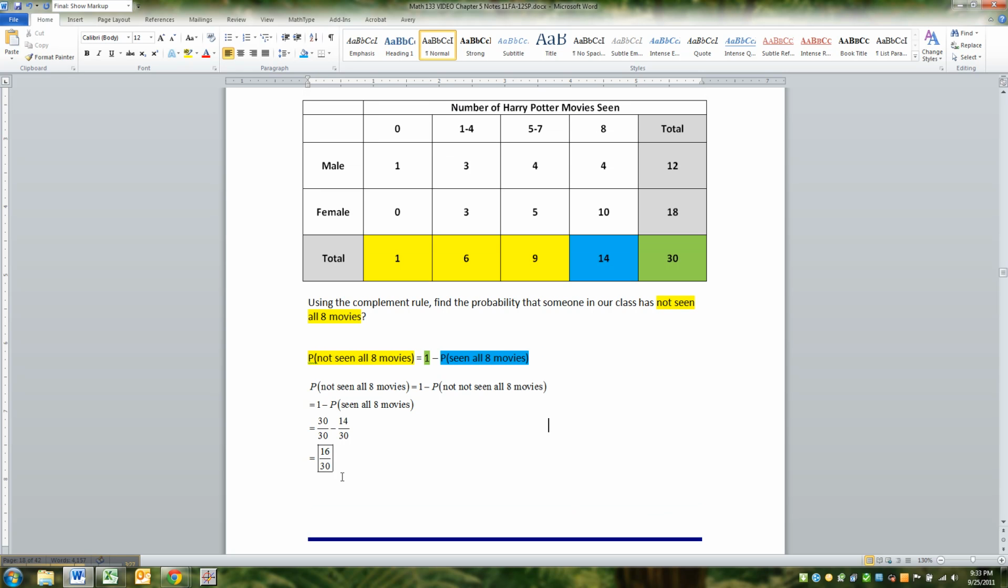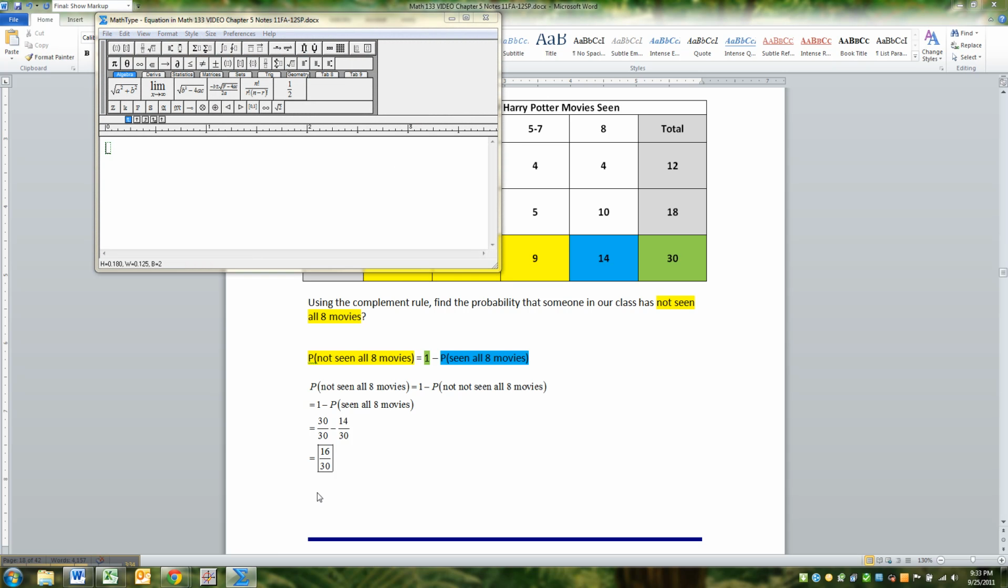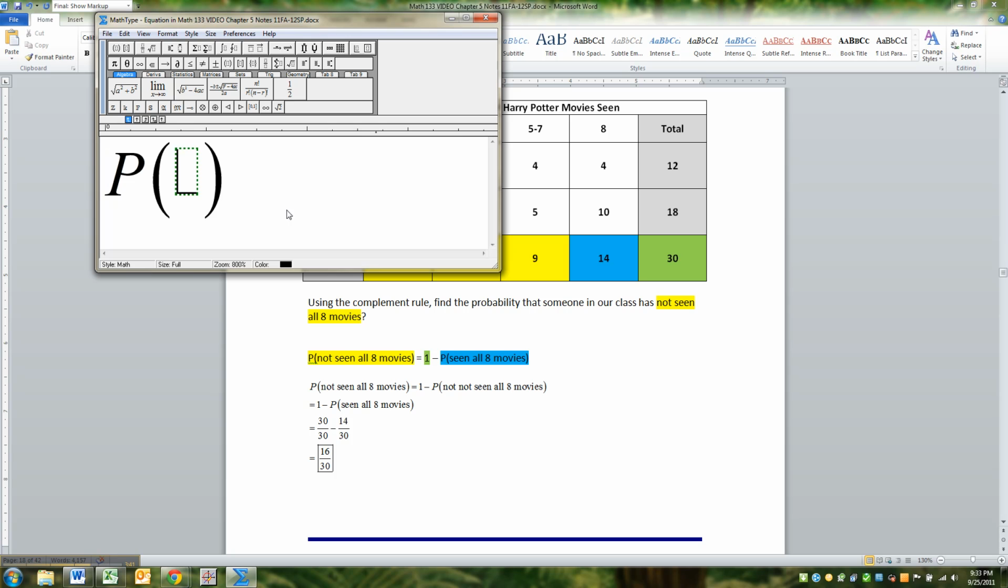In another sense, I could say, what's the probability of not being female for this particular example? Oh, whoops. I pressed the wrong thing. Probability of not female. Well, we all know that's 1 minus the probability of female, right? The not females are the males, right? So that would be 1 minus 18 out of 30, which in this case would be 12 out of 30.